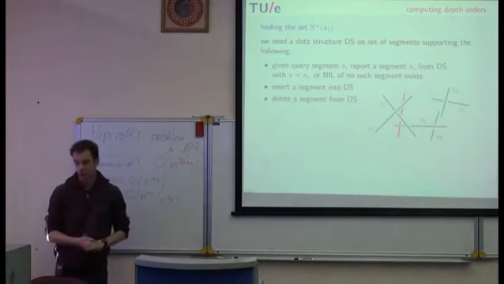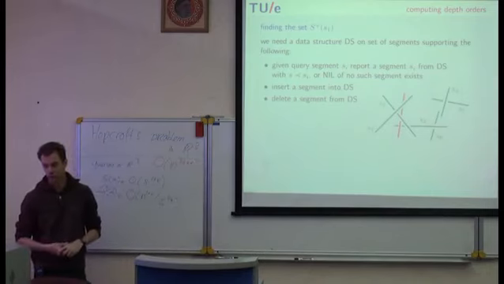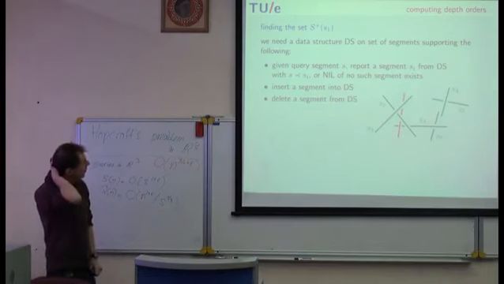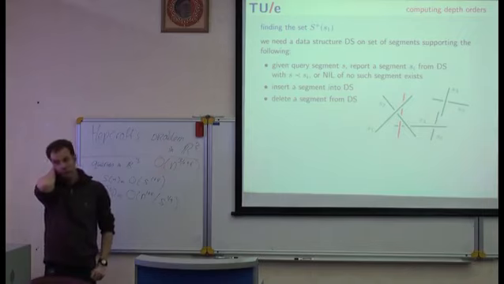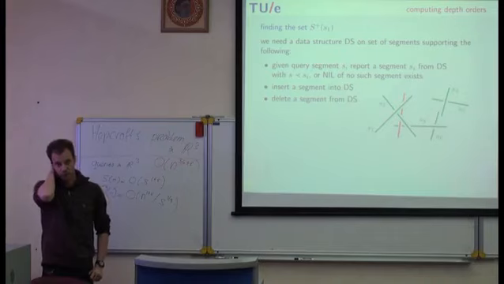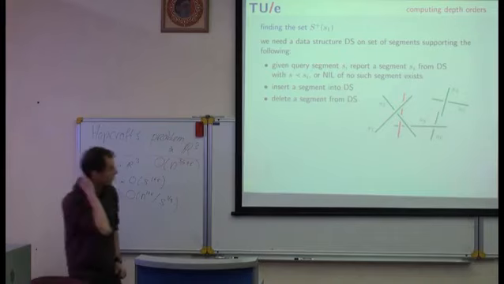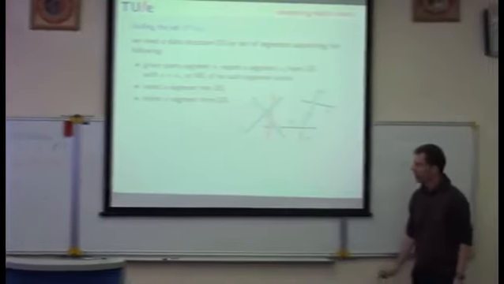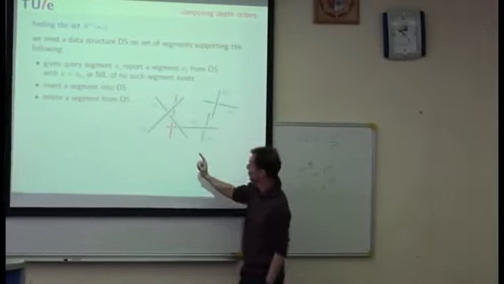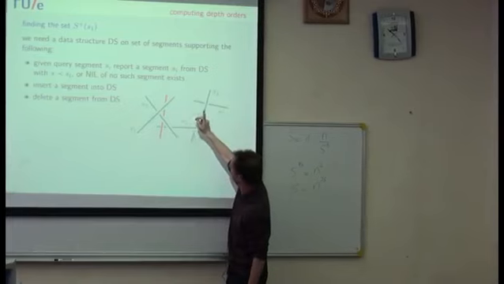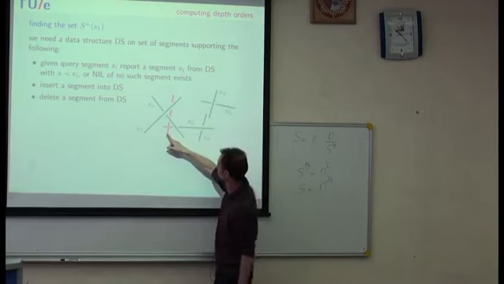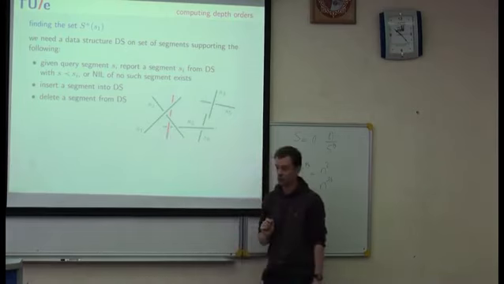We're going to do that using a clever data structure to help us. So the data structure is going to do the following. You have a set of segments in three-dimensional space. And the query is, you get a query segment, the red one, and the data structure is going to report a segment such that the query is behind that segment.